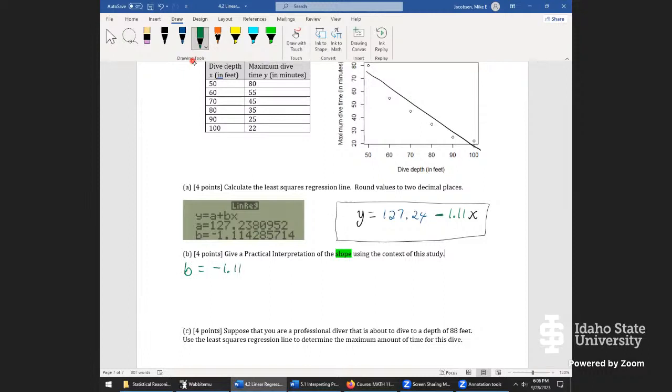So if we're going to interpret the slope, we can say right away, b is equal to negative 1.11. I should keep that in green. That negative came from right here, so it is part of the slope. Divide by 1. And next thing we need is units for this thing. We can keep that in green.